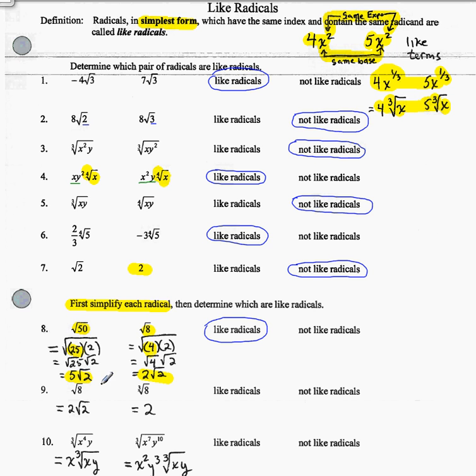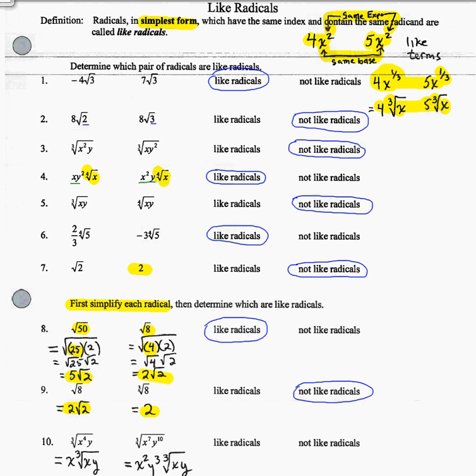Okay, the next example. I've got the square root of 8, which we just did, so it turns out to be 2 radical 2. But the cube root of 8 is not even a radical, it's just 2. So these cannot be like radicals since the second one is not even a radical. So these are not like radicals.